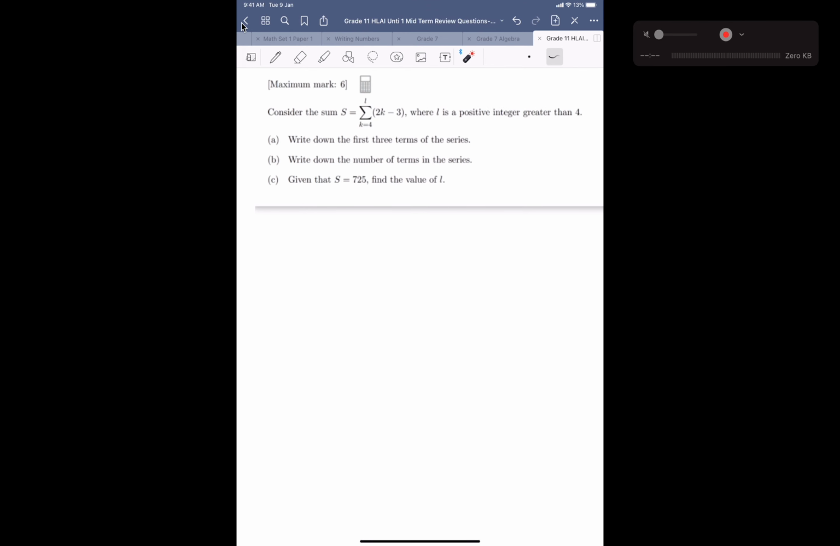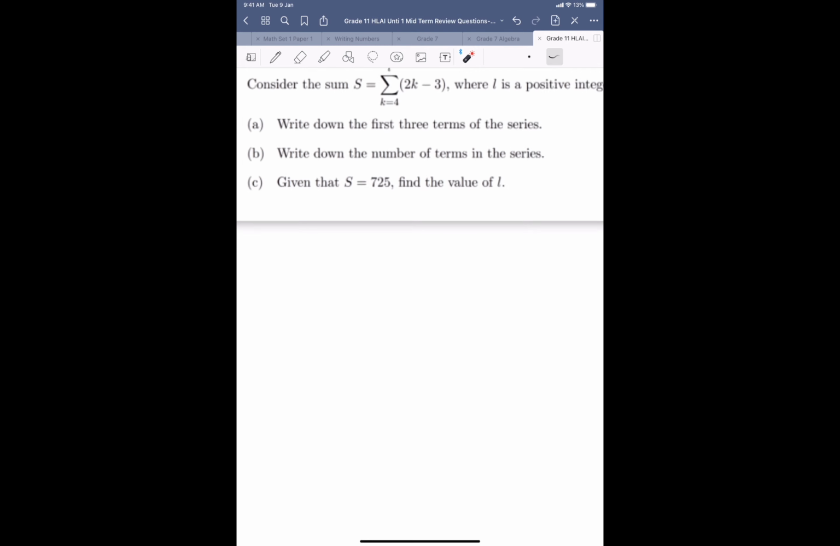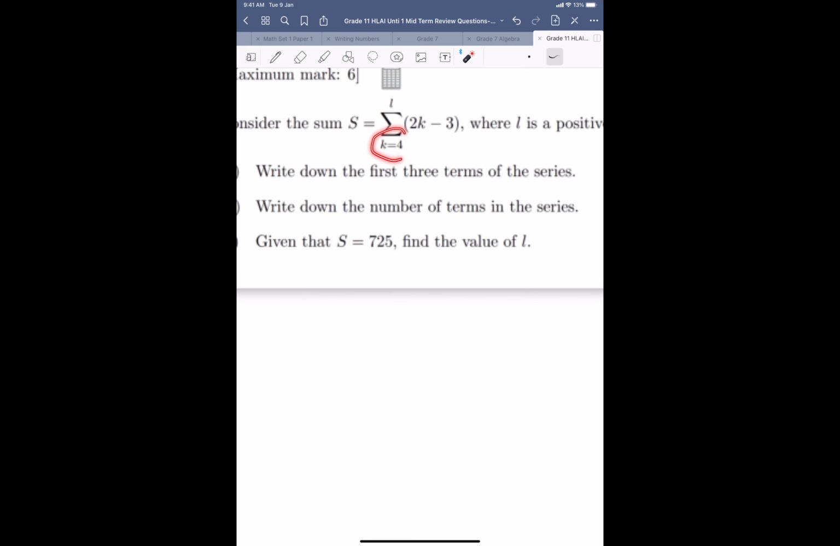So I can see the problem with this one. You're used to having sigma with a little 1 here, right? Usually 1 up to n. But the sigma notation can start anywhere. All this means is take k is 4 and substitute that in first. And then take k is 5, and then k is 6, and then k is 7. So basically every integer starting from whatever you write here gets substituted into here. So let's go and have a look at that.